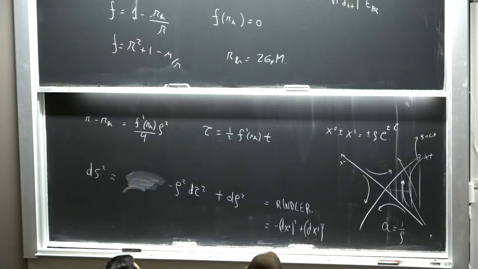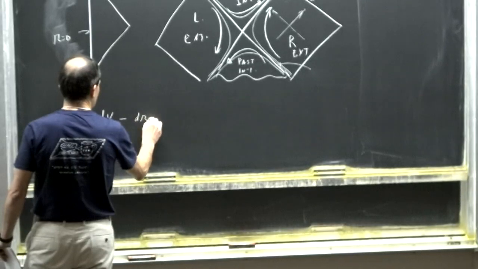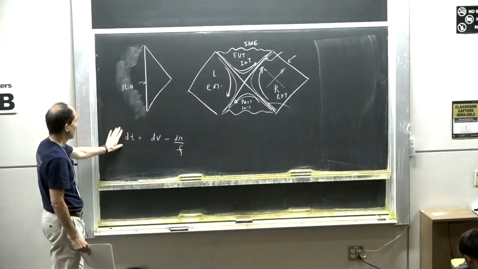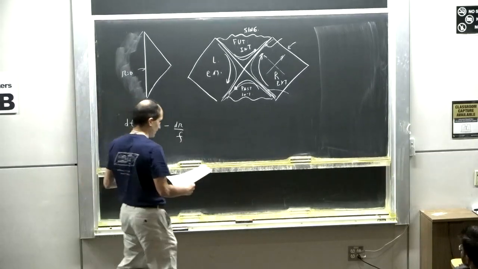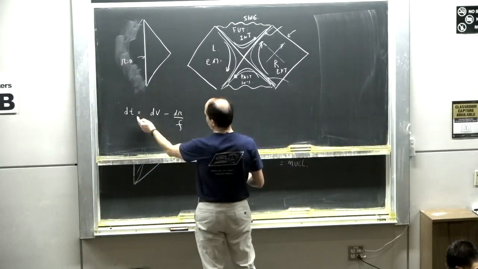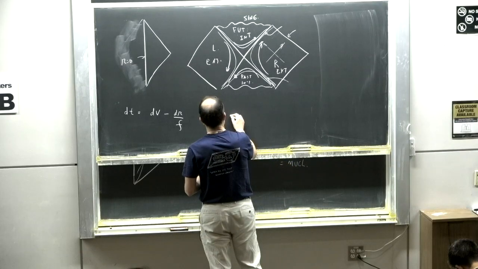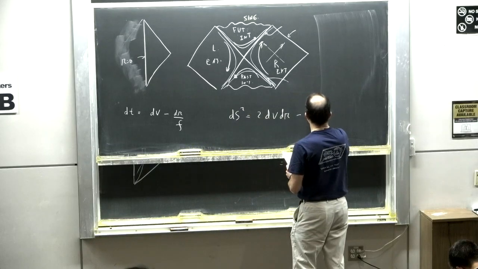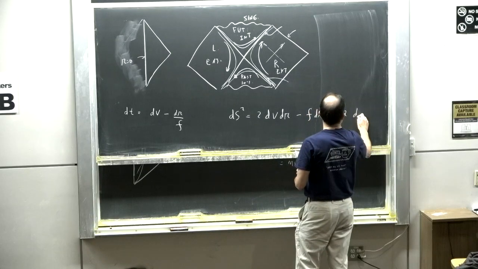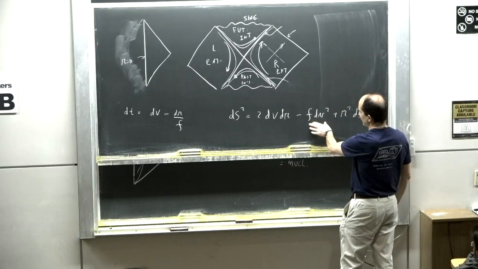Now, there are some other coordinates that are useful for some purposes. They're called the Eddington-Finkelstein coordinates. They were the first coordinates that were defined to get rid of a singularity. So we define a new coordinate v through this relationship. So we get rid of the coordinate time by defining this new time dv. The metric is 2 dv dr, minus f dv squared, plus r squared d omega squared. The advantage of this is that now the metric has only this off-diagonal component.